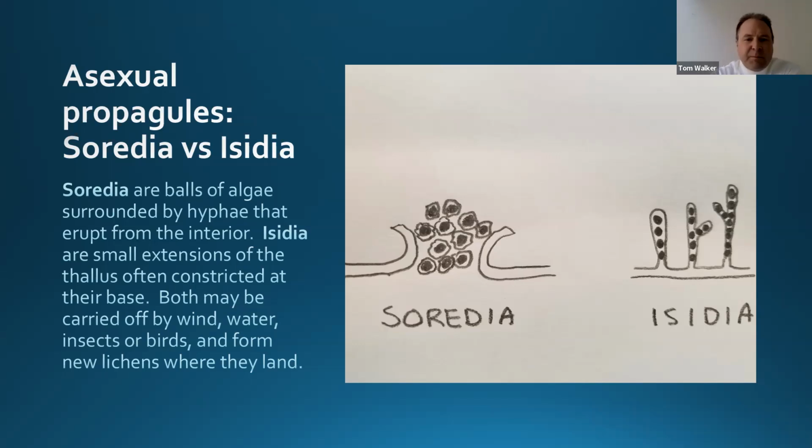So soredia are little balls of green algae enveloped by fungal hyphae, and they erupt from the interior of the lichen, coming right out of the medulla. Isidia, on the other hand, over on the right, are little finger-like structures. Again, the little black dots are meant to represent green algae. And either one of these, where the isidia break off or the soredia get dispersed by wind, water, animals, insects, wherever they land, they can form a new lichen.